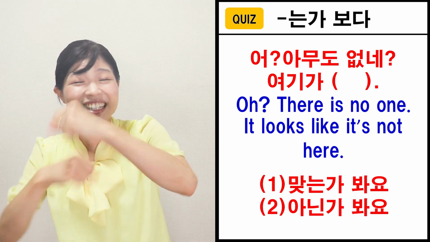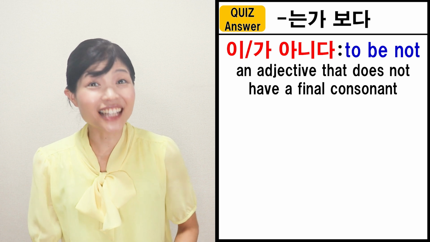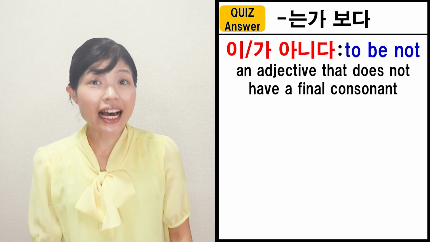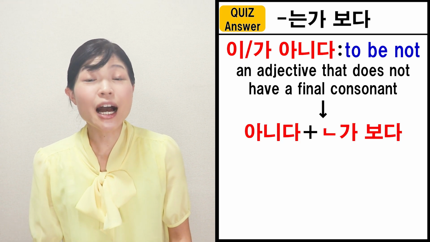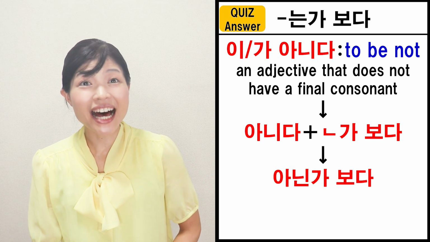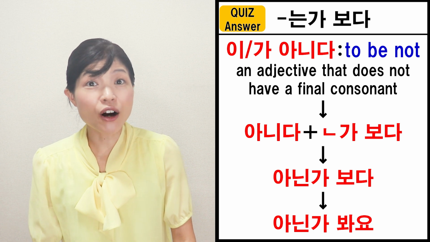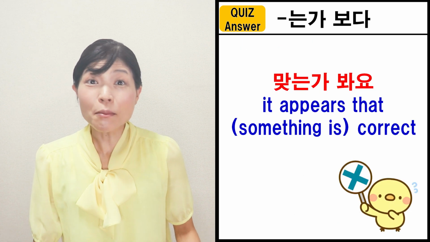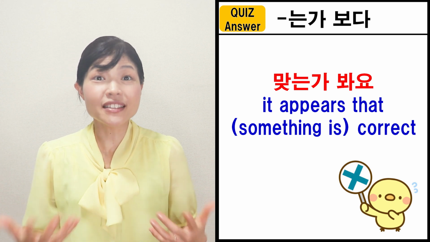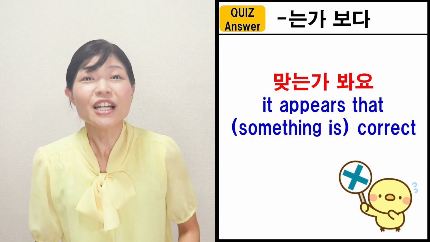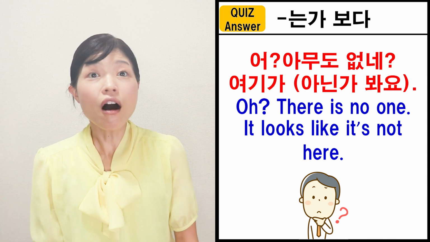The correct answer is number 2. 이/가 아니다 means to be not, right? Since 아니다 is an adjective that does not have a final consonant, you will attach ㄴ가 보다 to say 아닌가 보다. Since you need to change this to polite form, 아닌가 봐요 will be the correct answer. The number 1 is wrong because 맞는가 봐요 means it appears that something is correct, which is different from the content. Now, let's read the sentence together.